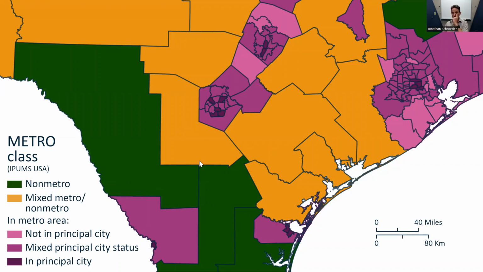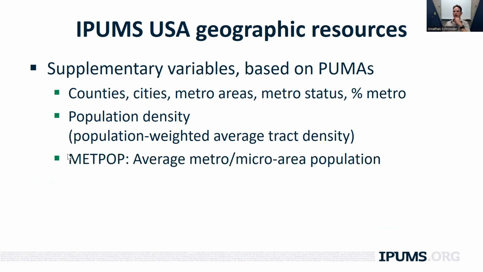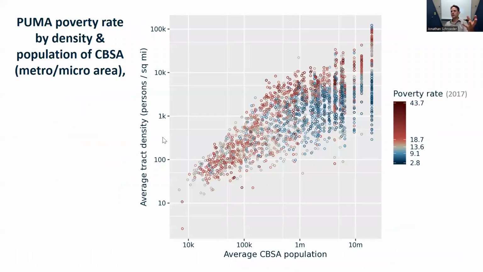This is an example too of our metro variable, which identifies different classes of metropolitan status. We also have a variable that summarizes population density by PUMA for each individual in the microdata. And MetPop, the average metro or micro area population for the PUMA. You can use both of these to study different kinds of variations in the urban-rural spectrum.